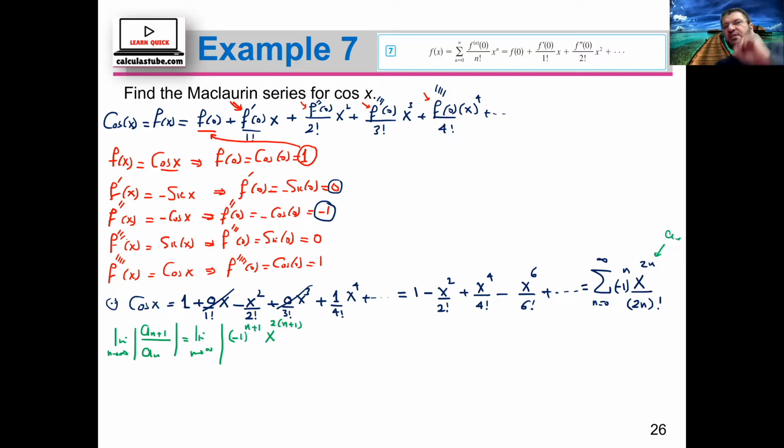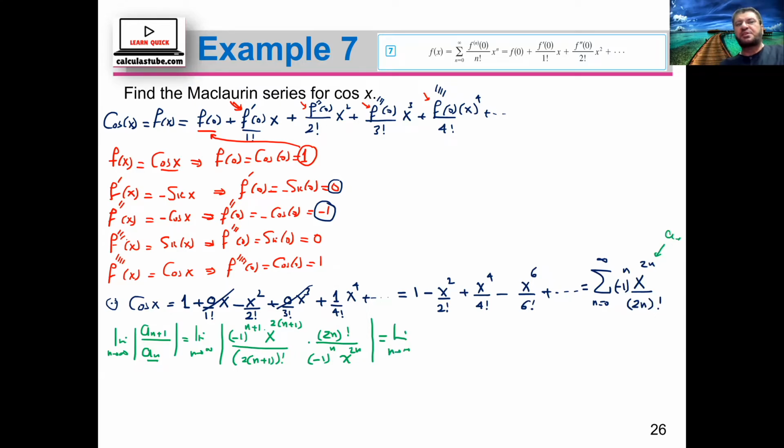Don't forget, you replace n with n plus 1, divided by (2(n+1))! times the reciprocal of a_n in the denominator, which is the reciprocal of this. So I'm going to put (2n)! on the top, (-1)^n at the bottom, and x^(2n) goes at the bottom. And this is equal to the limit as n goes to infinity.